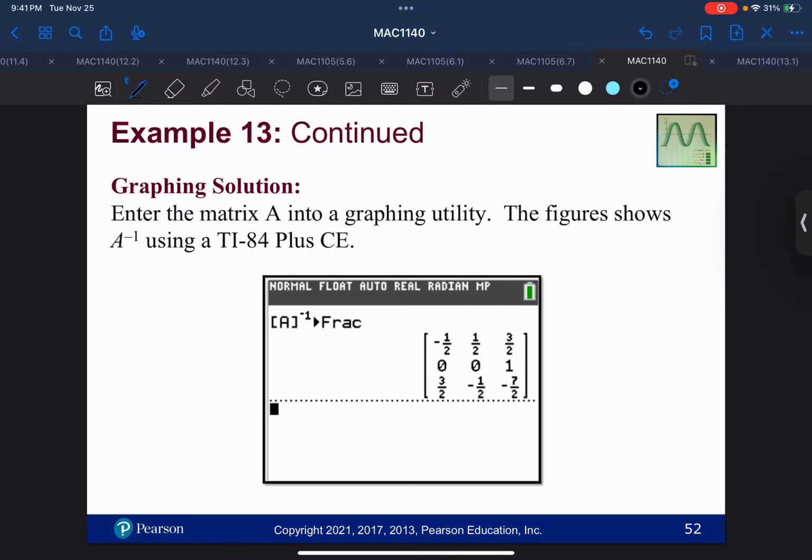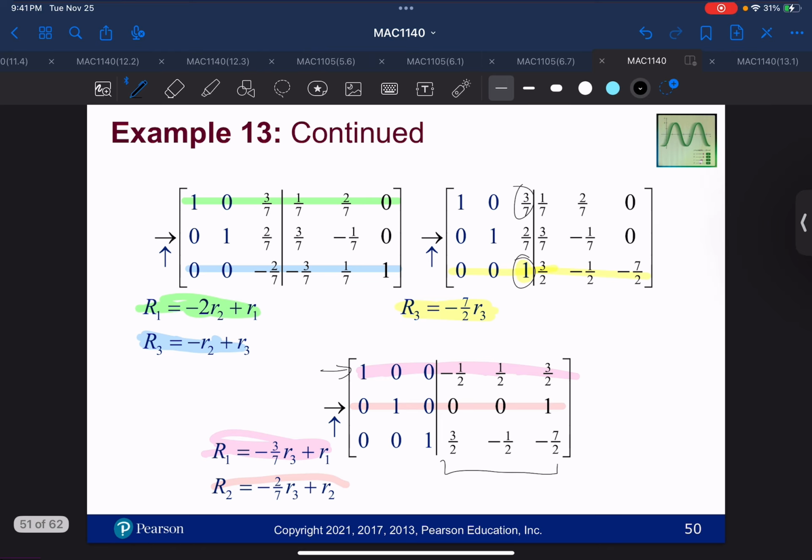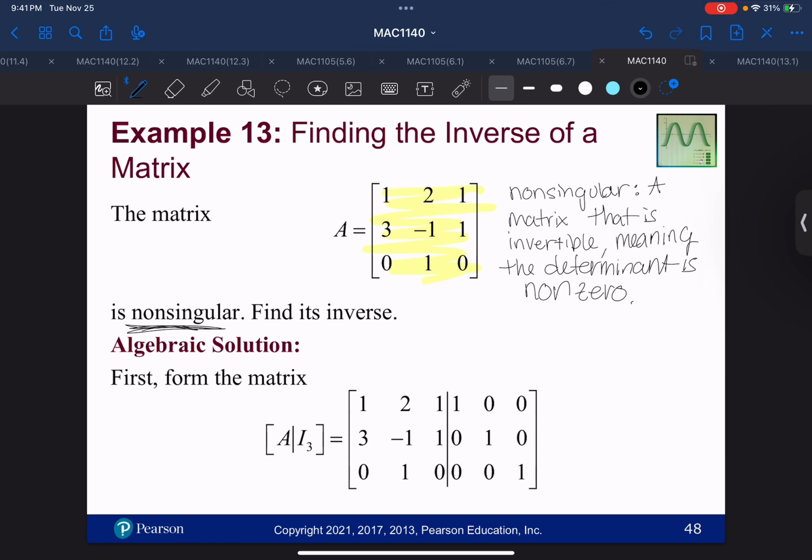Okay, and you can also use your calculator to find the inverse of a matrix instead of doing that. So let me go back to this original matrix and I will show you how to do that.